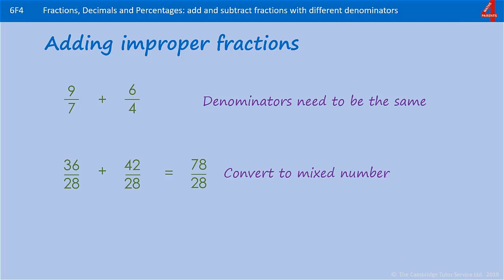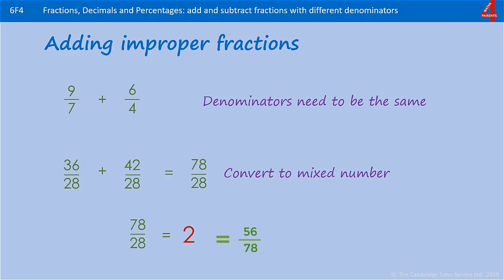Now we have the total, we need to convert this answer to a mixed number. Remember that this is just telling you 78 divided by 28. So how many 28s can we get into 78? 2 28s are 56. If we add another 28 on, that gets us too far. That takes us to 84. So we can only get 2 lots of 28 into 78.